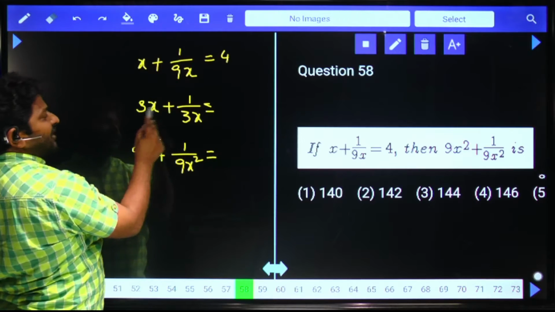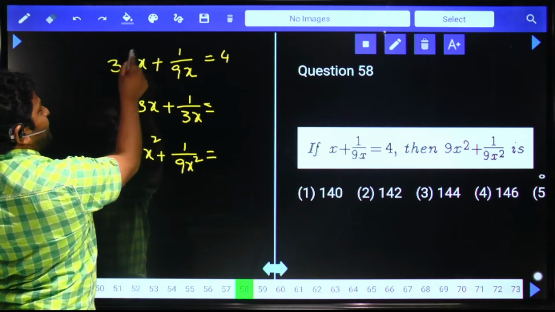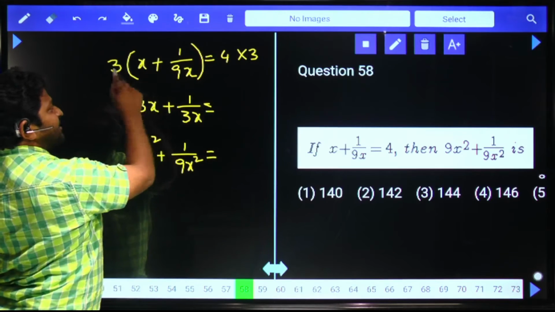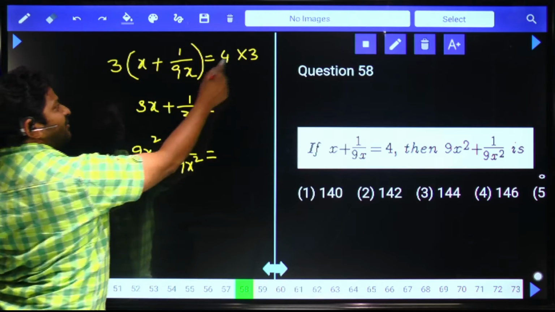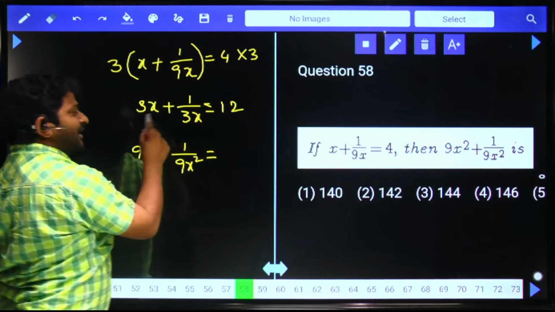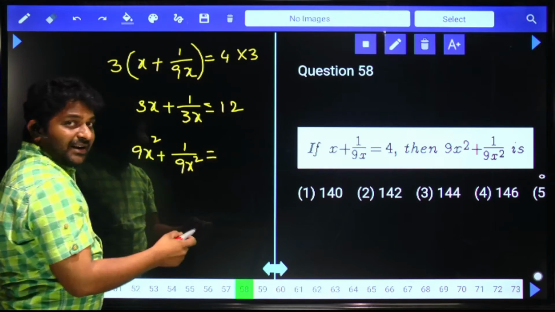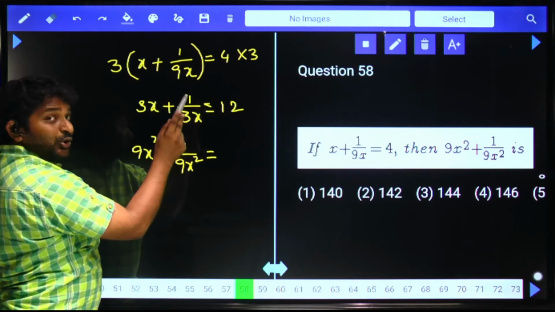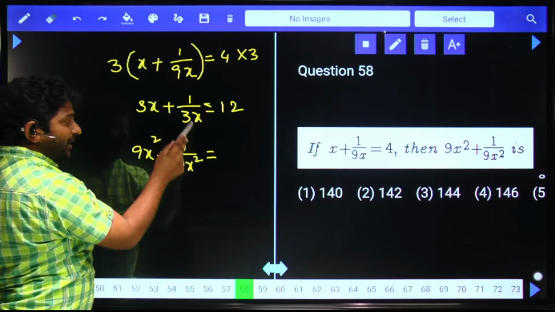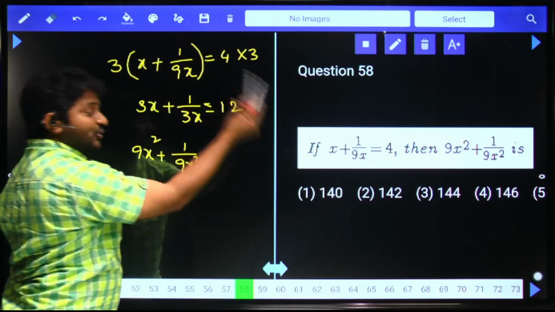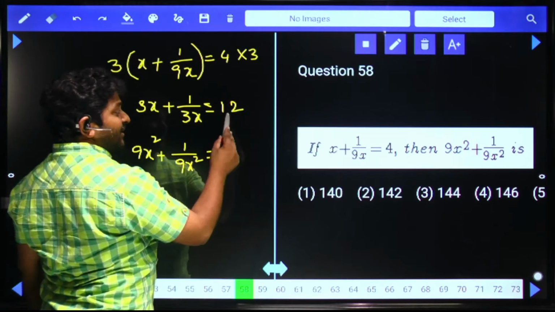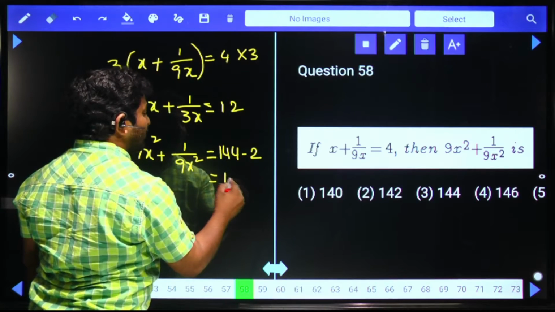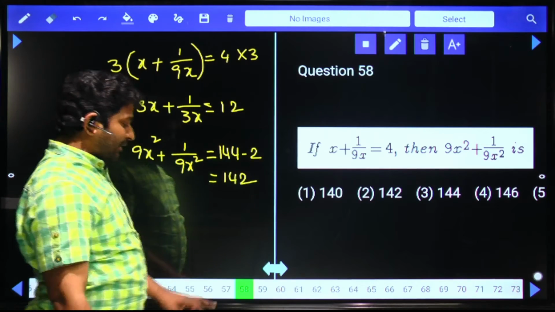So how to get 3x plus 1 by 3x? Let's multiply the left hand side and right hand side with 3. 3x plus 3 by 9x, that is 1 by 3x, is equal to 12. Now if you take the square of the left hand side and the right hand side, 9x square plus 1 by 9x square plus 2 into A into B, that is plus 2 is there. Plus 2 goes to the right hand side, that becomes minus. 12 square, 144, minus 2, answer 142. 142, second option is the answer.